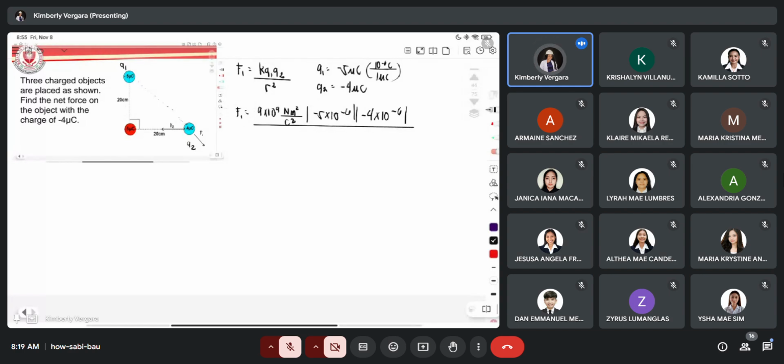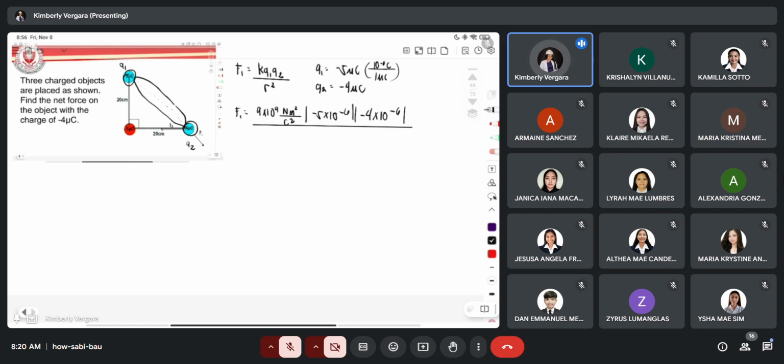R squared. Ang ating R, meron po ba tayong R? Anong ulit po ang R natin? Yung R natin is the distance between these two charges. Do we have the distance between these two charges? Wala po. So, we must get the distance. And as you can see, it can form a right triangle. Meaning, this is our one leg, the other leg, and then this is our hypotenuse, right?